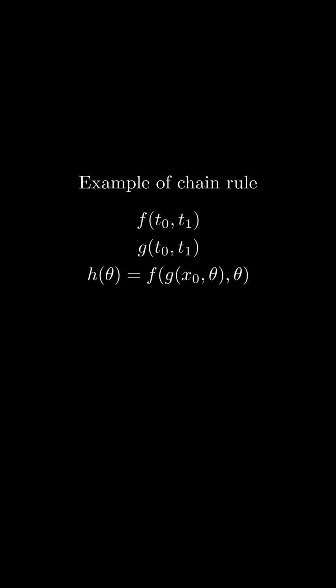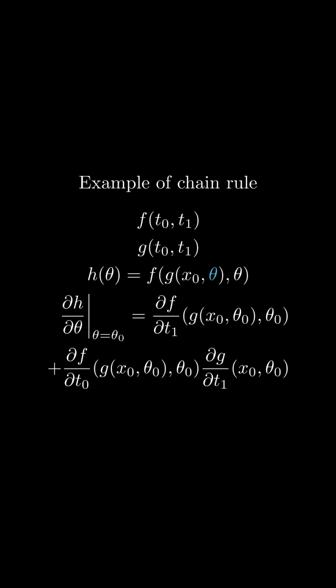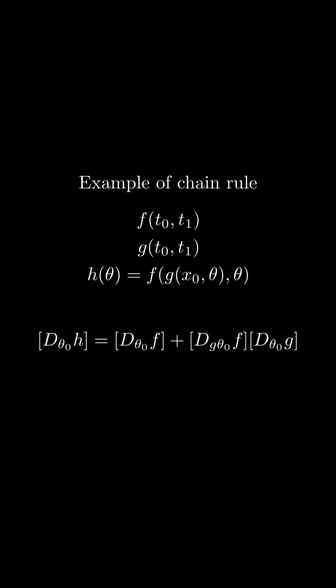Here is that application of the chain rule in the simplest case. Consider two functions of two variables and their composition like this. The derivative of h with respect to theta is the sum of the derivative with respect to the theta in the second argument of f, and the derivative with respect to the theta in the second argument of g. This can be rewritten in this notation.